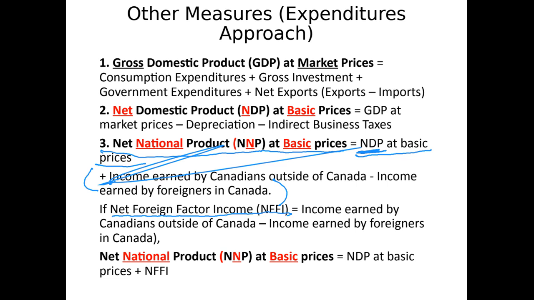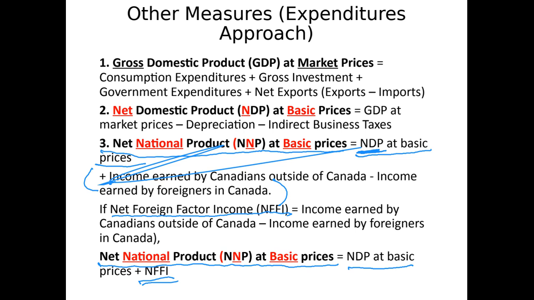So net national product, NNP at basic price, would be NDP at basic price, and we just add NFFI, whatever the number. It may be a negative number if foreigners in Canada are producing more than Canadians who are living outside Canada. It may be a positive number if Canadians who are working abroad are making more money compared to foreigners in Canada. So I gave you this example, and after making these adjustments I get three other measures.